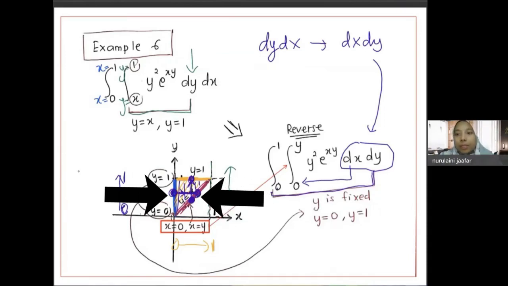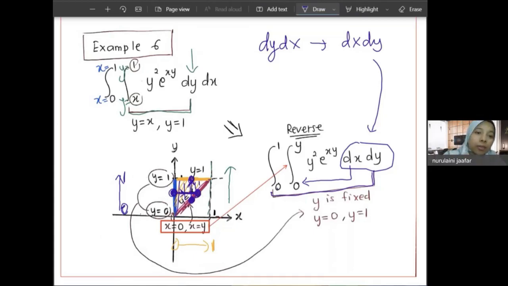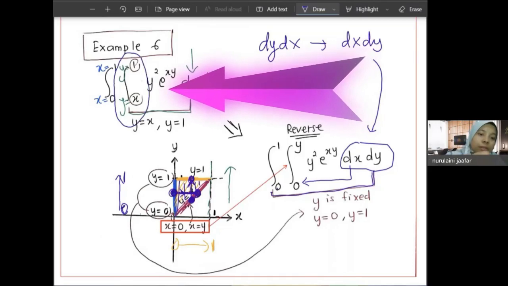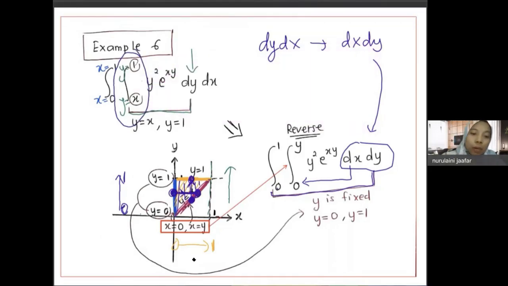Same thing: first you sketch the region. You have to check where the region is by using the given question. X from 0 to 1, and then to sketch the region you refer to this: from y equal to x, move to y equal to 1. So that's why you get this region. So be careful. If you choose the wrong region, your answer will be wrong.